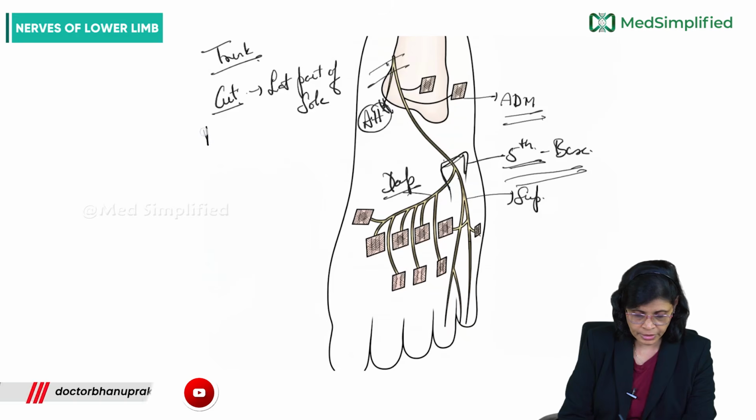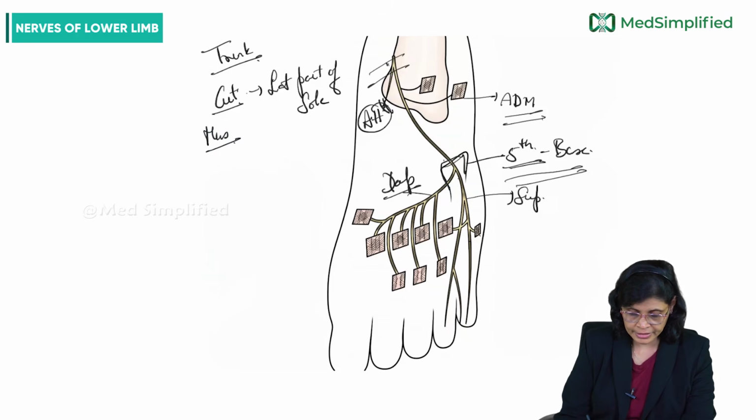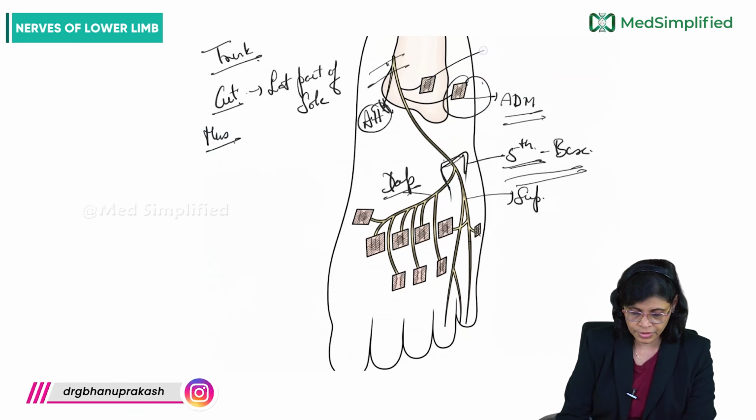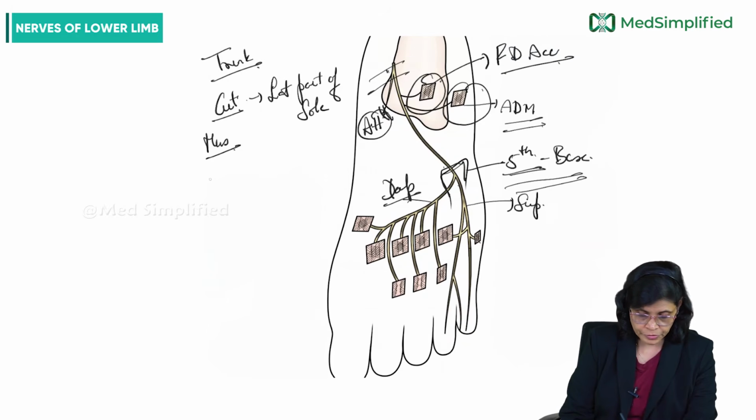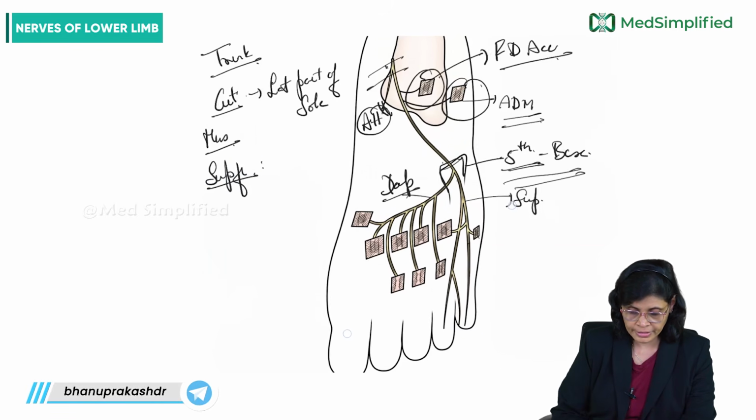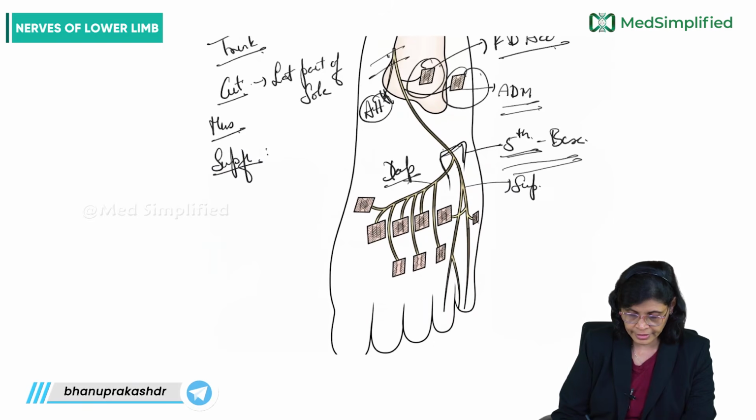And the trunk will give muscular branches to supply the abductor digiti minimi and the flexor digitorum accessorius. This is the flexor digitorum accessorius muscle. Then the superficial branch divides into two branches. If you see here, it will divide into the lateral and the medial. So this is the lateral branch and this is the medial.